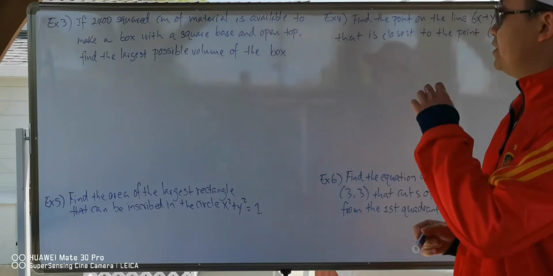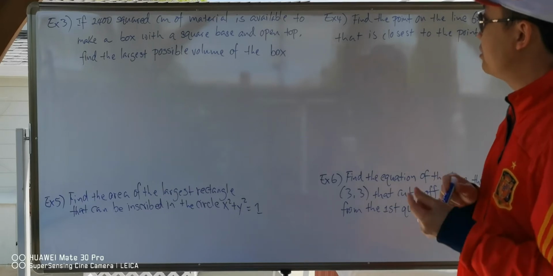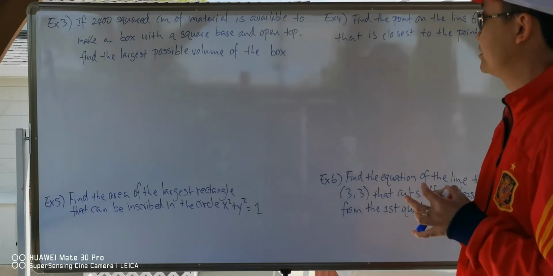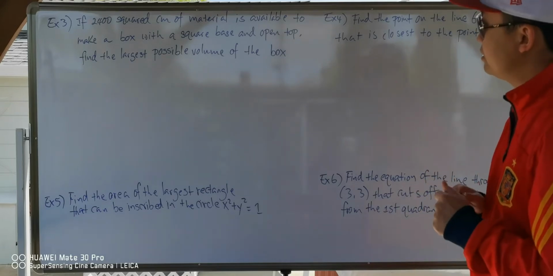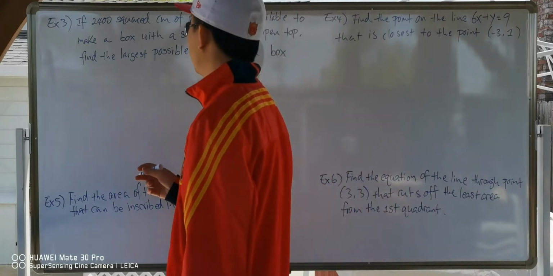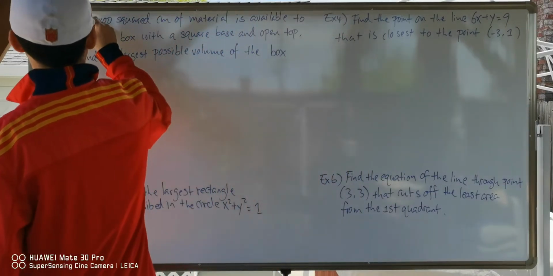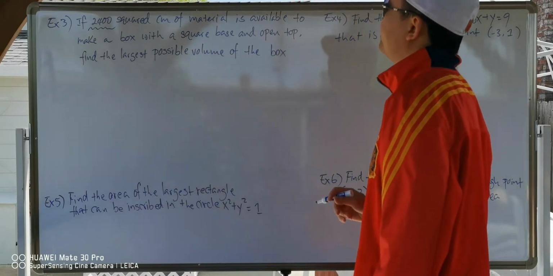Okay, so now for the next one. If 2,400 square centimeters of material is available to make a box with a square base and an open top, find the largest possible volume of the box. Okay, so the key words, key numbers, key phrases. So we do have 2,400 square centimeters of the material.